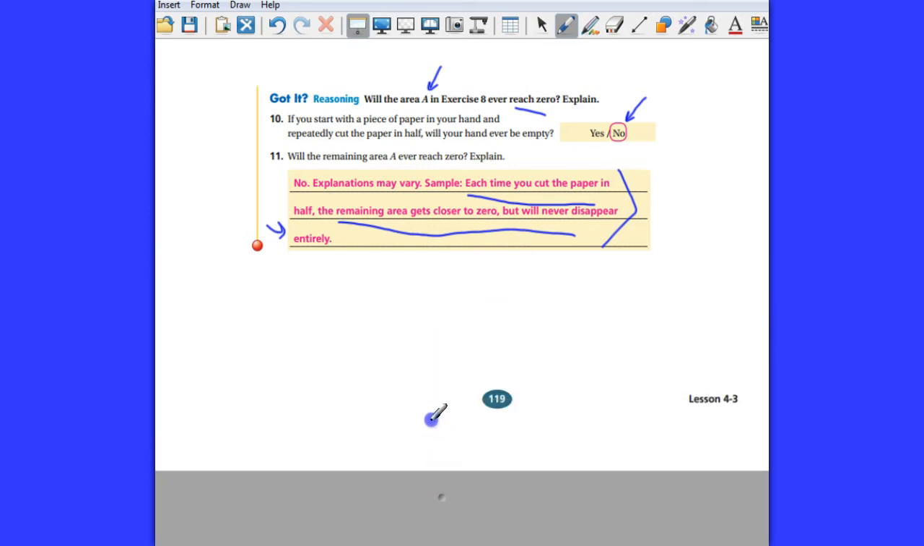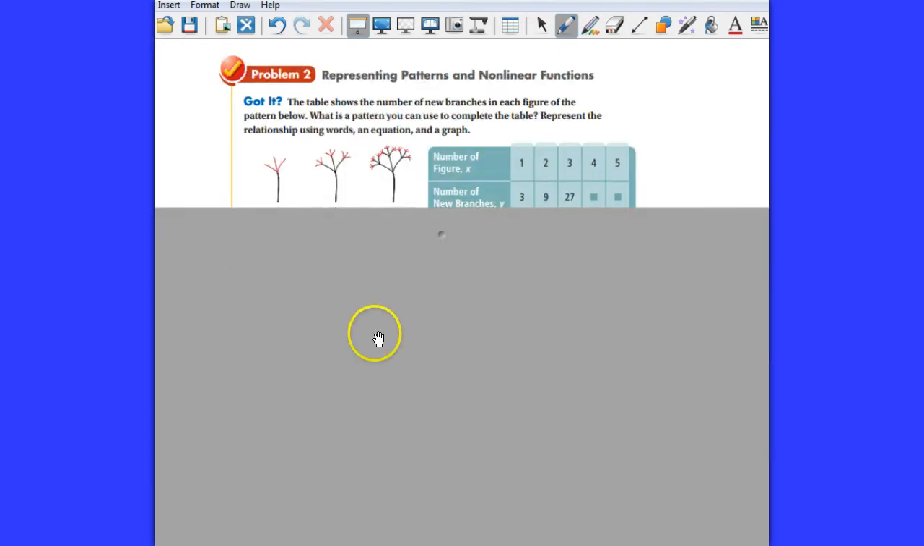That's the bottom of page 119. Moving on to the next page. Make sure you're hitting pause as you go so you can think about and get all the information down here.